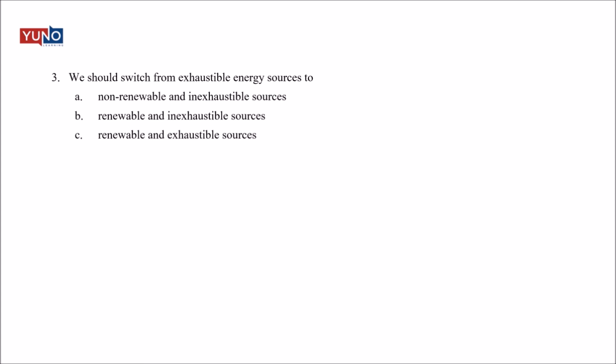We need to use energy to process products in factories, to run cars, to light homes, and also to run technological machines like computers. But the only way to do this is by shifting from exhaustible energy sources to renewable and inexhaustible sources like solar and wind energy.